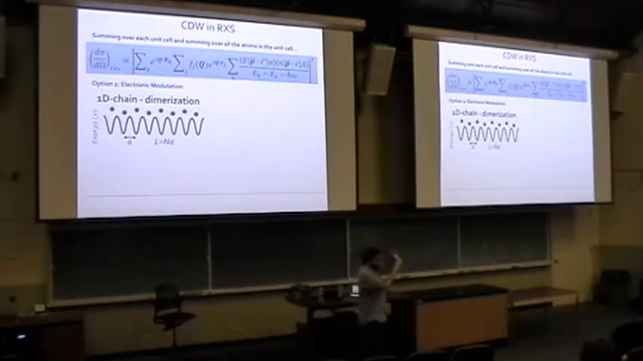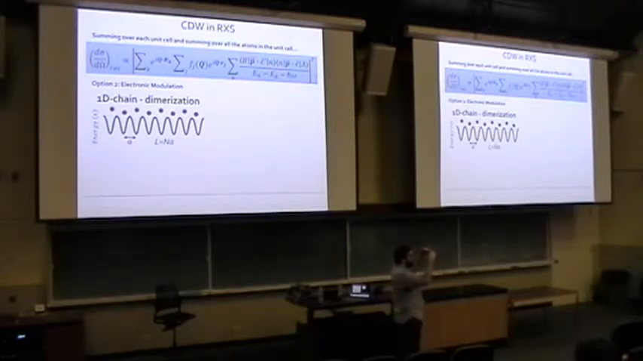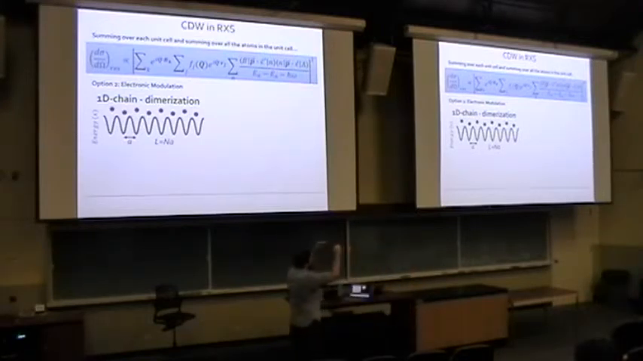But if instead, now let's say that my periodic modulation actually is an electronic modulation. Okay? Maybe my electronic states, as I go from one lattice position to the other, change their valence.